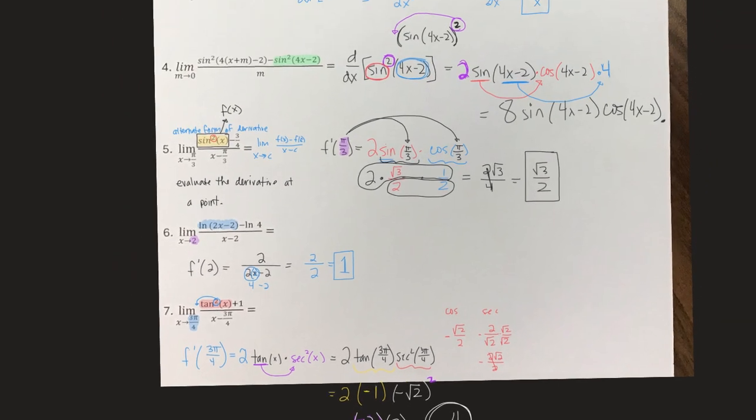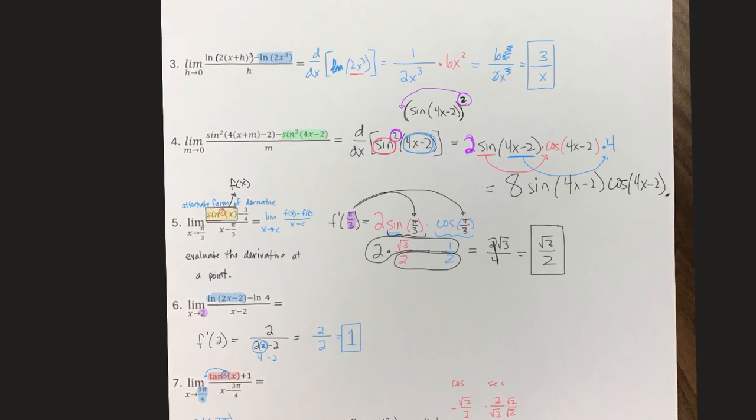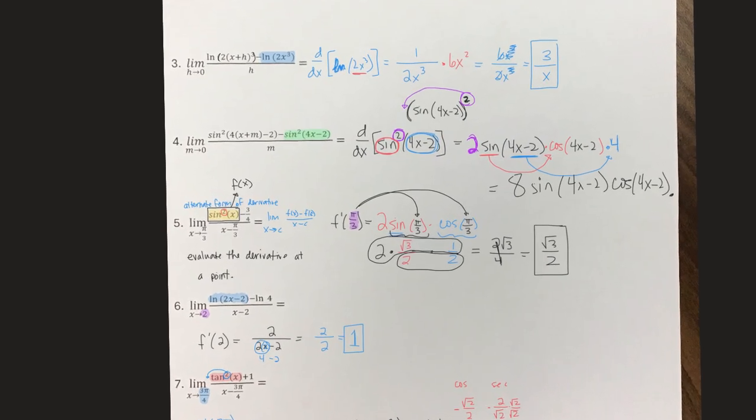Okay? So you need to recognize these two forms: the definition of the derivative, and where do we find the function that we're deriving. And then our other one is our derivative at a point, and where do we find the function and what do we plug in.